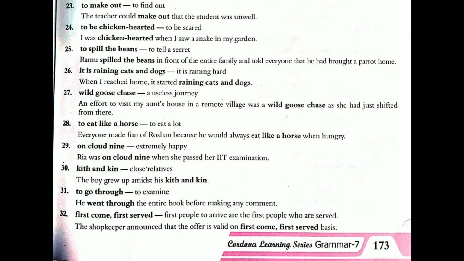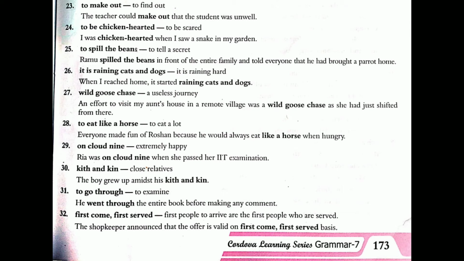Number 30, kith and kin, close relatives. The boy grew up amidst his kith and kin, very closely with relatives. You can say they are very friendly, and since they are relatives, they have grown up in that manner.